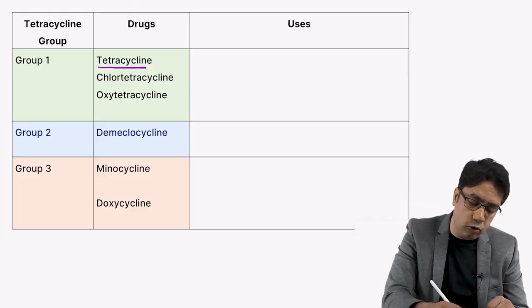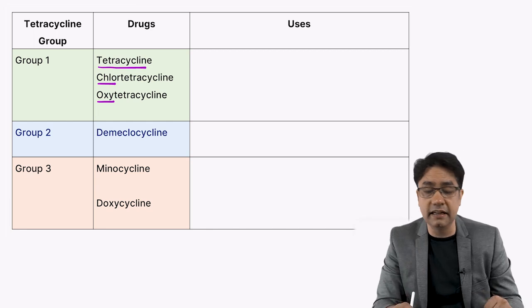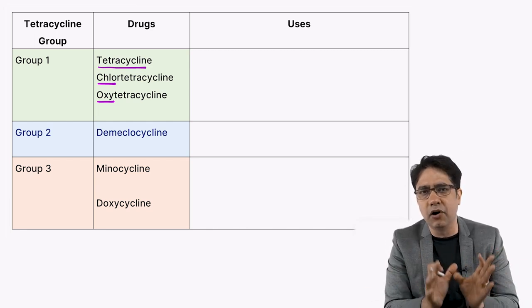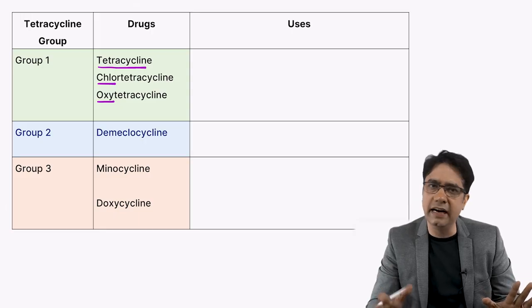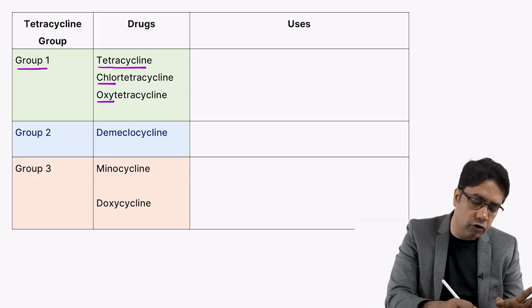Then we made other drugs, chlortetracycline and oxytetracycline. They are nothing but modifications of tetracycline, and they are very old drugs. We put them under group 1.